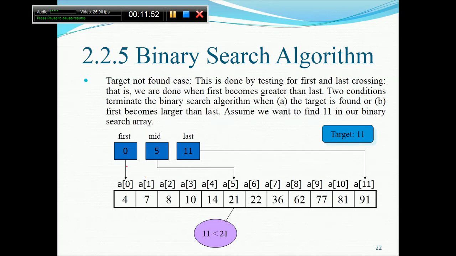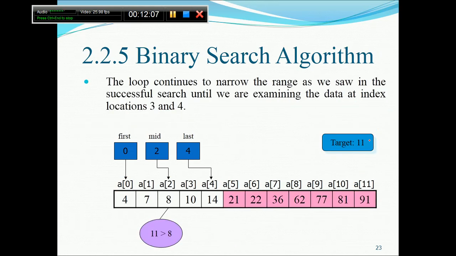So here the first is 0, last is 11, and the middle will obviously be 5. Suppose I'm looking for 11. How can we find it? We'll see. We'll go to the 21. We'll ask, okay, is 21 less than 11 or not? Yes, this means we have to consider the first half of the array, and this part would be ignored directly, not an issue. So the last will be updated to 4.